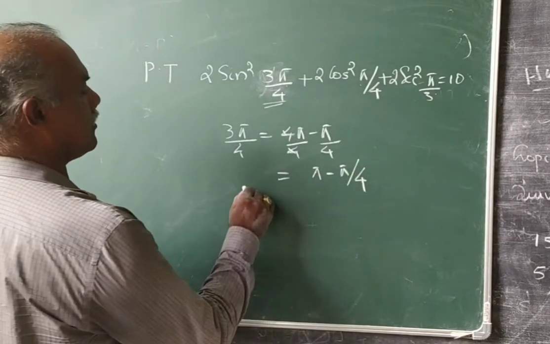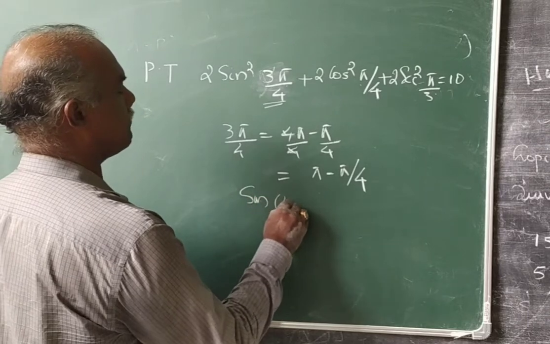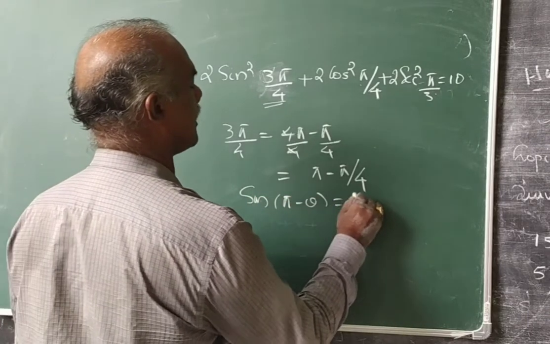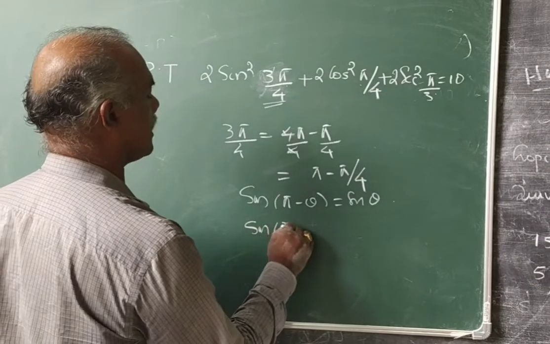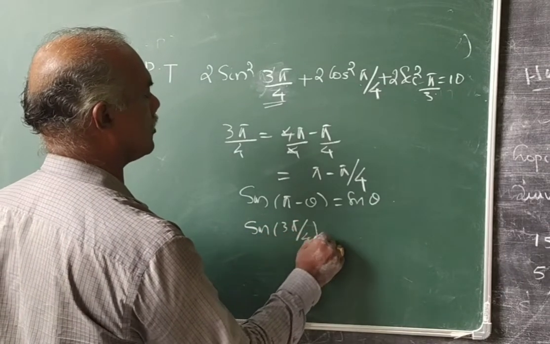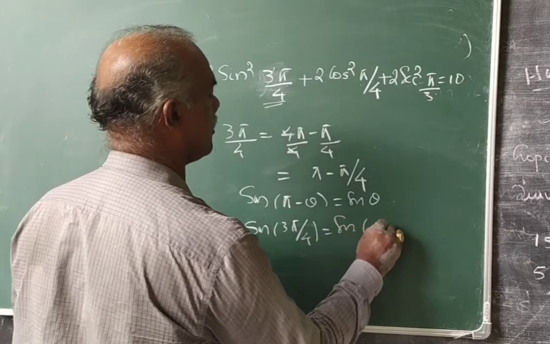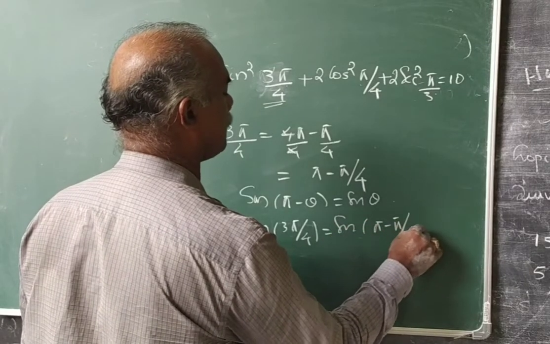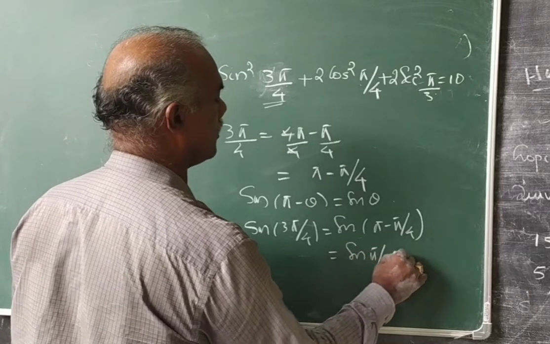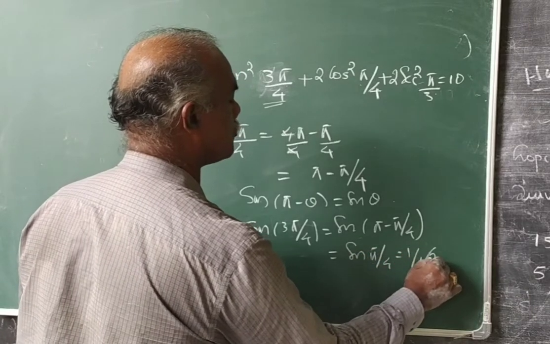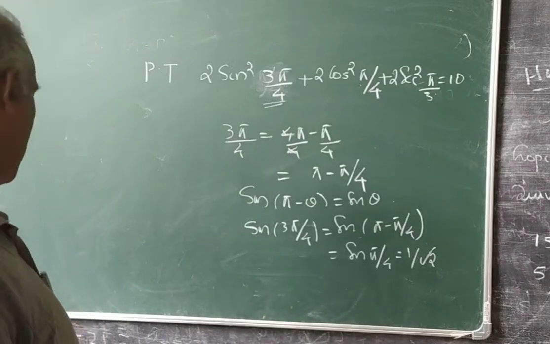Now sine of pi minus theta is sine theta. Therefore sine 3 pi by 4 equals sine of pi minus pi by 4, which is equal to sine pi by 4, that is 1 by root 2.